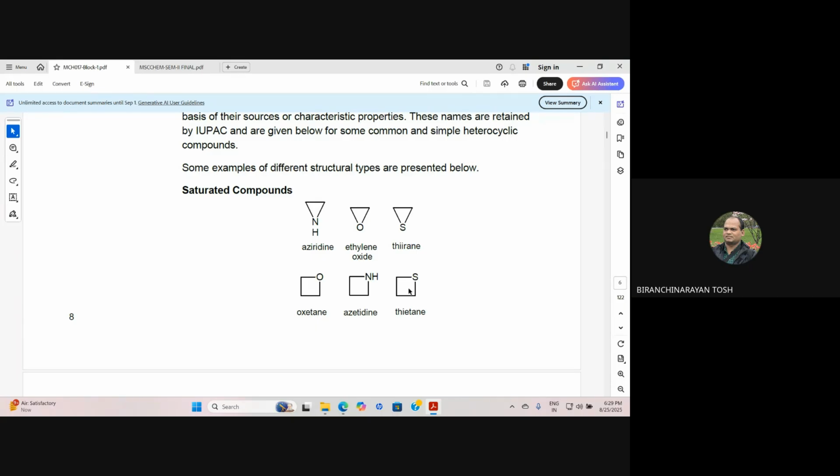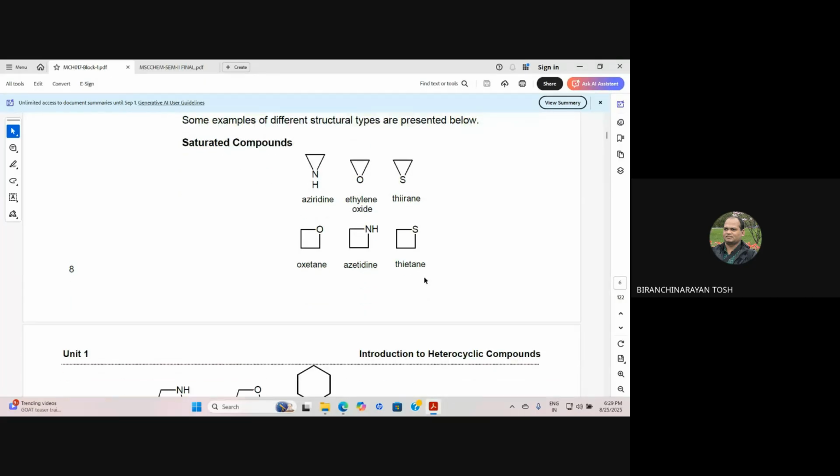And thio for sulfur. If a 4-member sulfur ring is present, then it is thietane. Depending upon the number of members present in the ring, there are different prefixes we have to use. So if it is a saturated ring, first we'll move to that one. That is given by the Hantzsch-Widman system. So we'll discuss that later on.